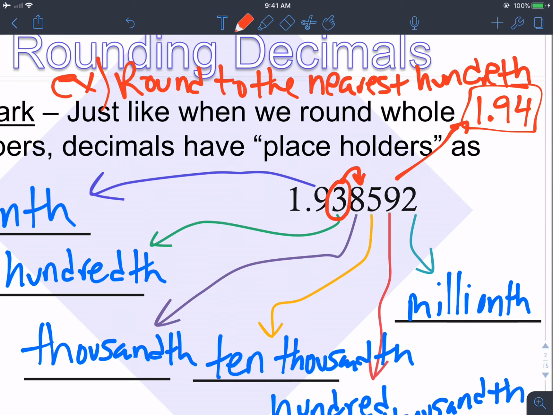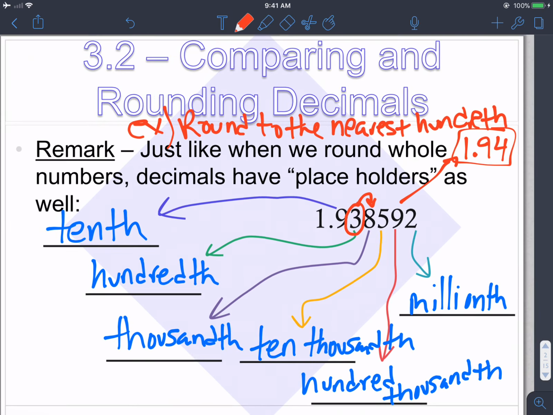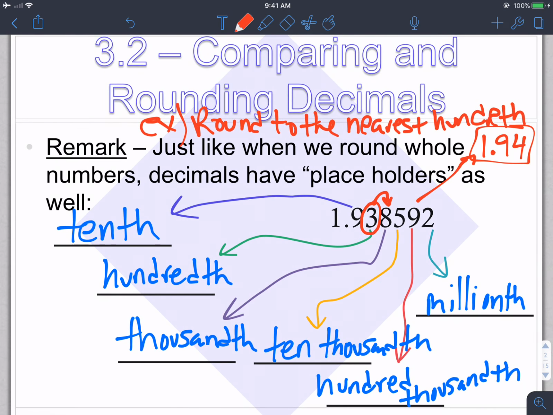What else do I want to say about this? There's no oneth. There's no ones. That's what you have to remember. So it goes like 10th, 100th, 1,000th, and so on. Everything ends in a TH.